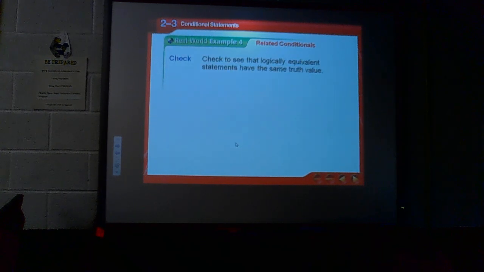Then again, remember, were the statements at the beginning and the end, our original conditional and the contrapositive, both the same truth value? Yes, they're both true. Were the two middle ones, my converse and inverse, both the same? Yes, they were both false. So the conditional and contrapositive were true, and the converse and inverse were false. So it sounds like we did it right.